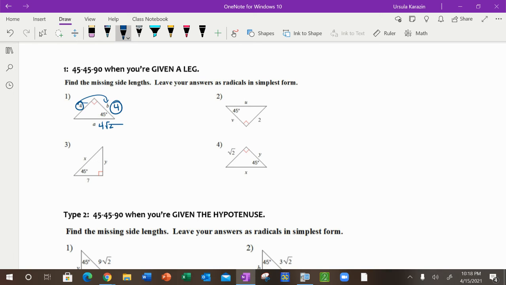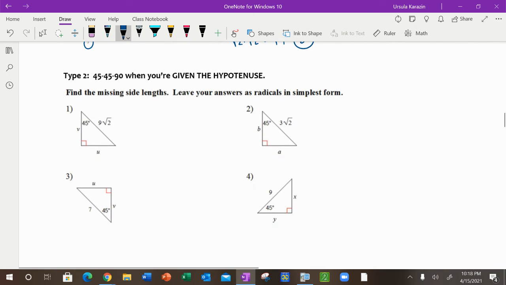Okay, so you've either done them and you come back, or you're just sticking with me. So if this one's a 2, this one's a 2. This will be times the square root of 2. Number 3, if this one's a 7, this one's a 7, and this will be times the square root of 2. 4, if this is square root of 2, this is square root of 2, and the one thing you have to recognize is that when you multiply by the square root of 2, you get just 2.